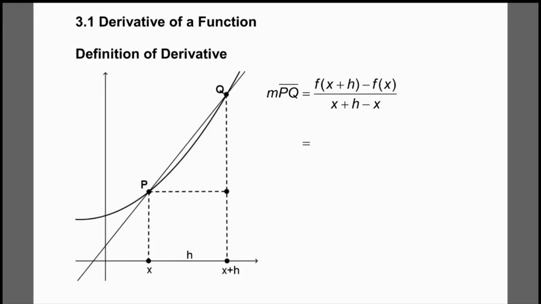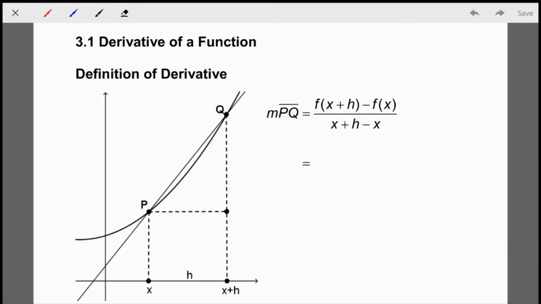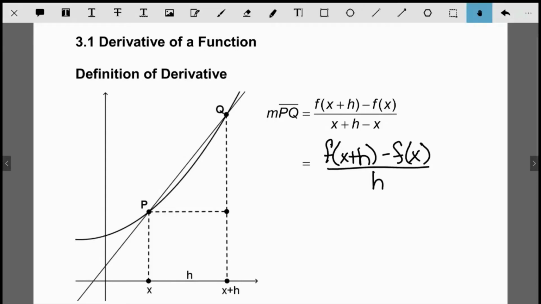We had the whole idea of the slope between 2 points. So here we're using the points P and Q. And if I find the slope between those 2 points, I can rewrite this. Notice it's f of x plus h minus f of x over x plus h minus x. So this is the same as f of x plus h minus f of x, my change in y, and then my change in x is just going to simplify down into h. So that's my average rate of change.